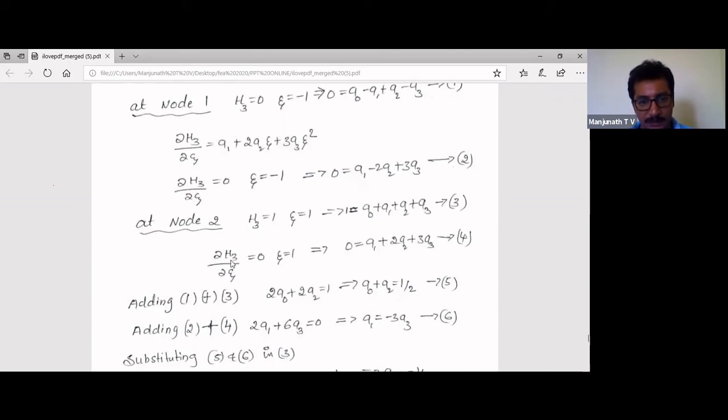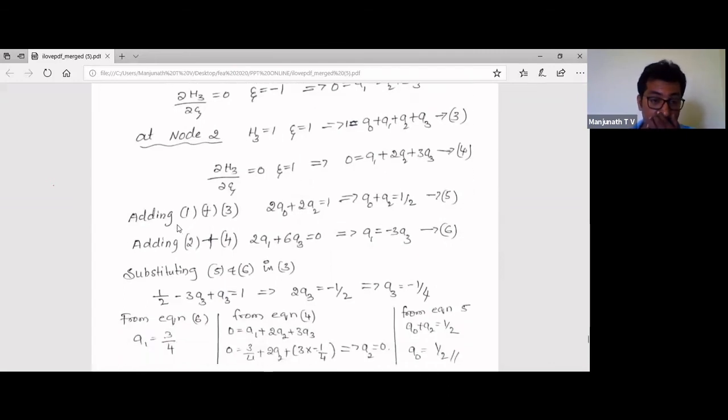Similarly, dou h3 divided by dou zeta is equal to 0 and zeta value is 1. If we substitute this value in this particular equation, you are going to get the equation like this, and this gives equation number 4. Again, a similar procedure: adding equation number 1 and 3, which gives a naught plus a2 equal to 1 by 2, which gives equation number 5. Again adding equation number 2 and 4, after adding you are going to get 2a1 plus 6a3, which gives a1 equal to minus 3a3. The a1 value you get in terms of a3, which gives equation number 6.